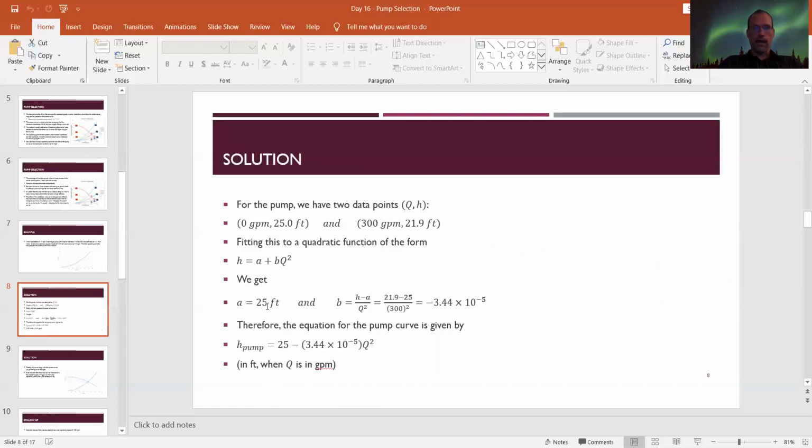So doing that, A ends up being 25 feet. B ends up being H minus A over Q squared. So 21.9 minus 25 over 300 squared is negative 3.44 times 10 to the negative fifth. And so my quadratic equation for this pump is H equals 25 minus 3.44 times 10 to the negative fifth times my flow rate squared. And this is in feet when Q is in gallons per minute. So I don't have to worry about crazy unit conversions because my graph was in gallons per minute, so might as well just leave it there.